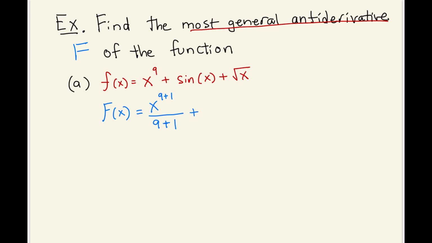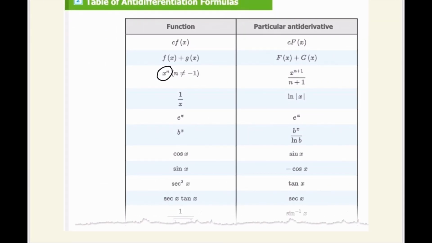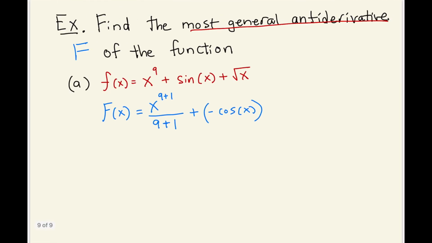Now I know that if I differentiate cosine, I get negative sine. This is positive sine. So what I'm going to do is write a negative cosine of x here. And if we go back to the formula, you can see that here I have sine x. That's my function. If that's my function, then this negative cosine x is my antiderivative. So you can use the formula, or you can just sort of reason it out.